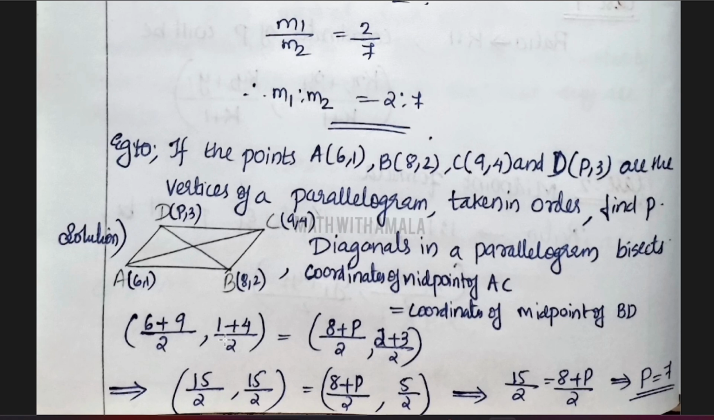Now by equating the x coordinates together, 15 by 2 is equal to 8 plus p by 2. That implies p is equal to 7.